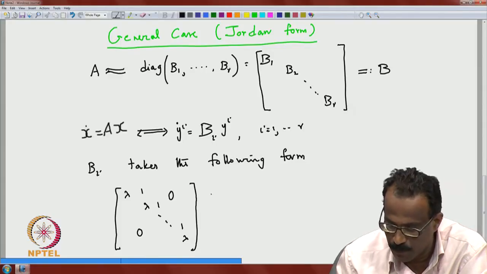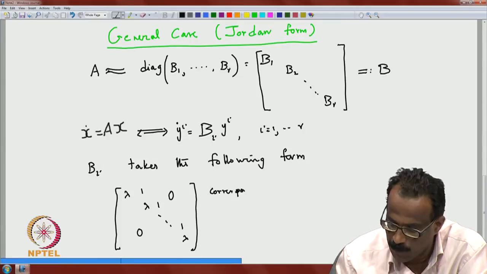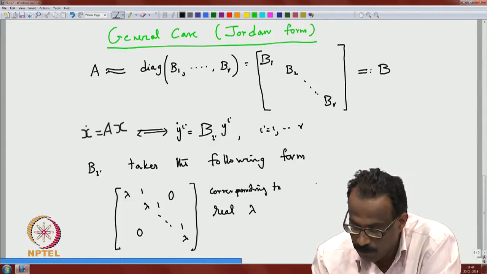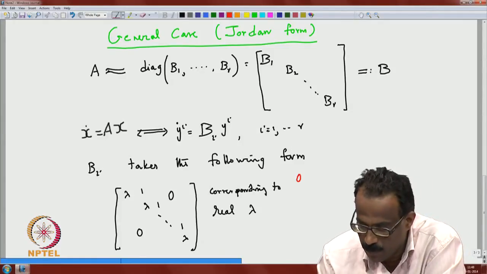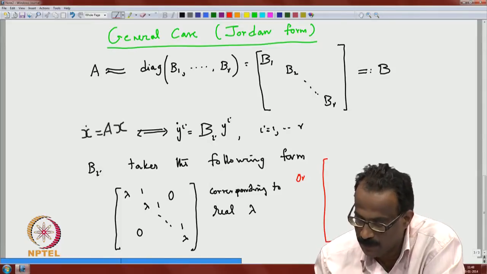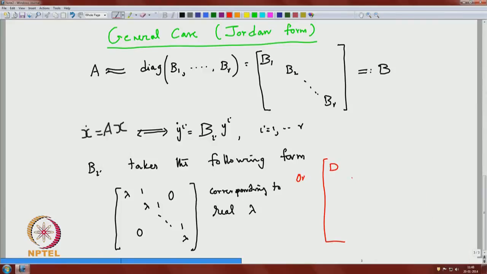This is the case corresponding to a real eigenvalue, real lambda. Or it will take the following form, another form: D, D, etc., D, with I2 above the diagonal blocks, and each one is a 2 by 2 block, everything else 0. And what is D? D is of the form a, minus b, b, a. This is a familiar form. And I2 is the 2 by 2 identity.